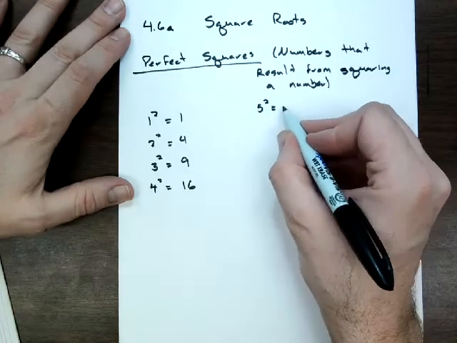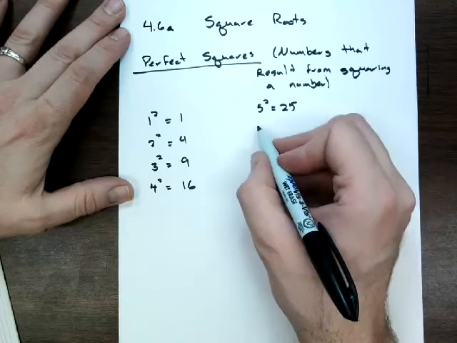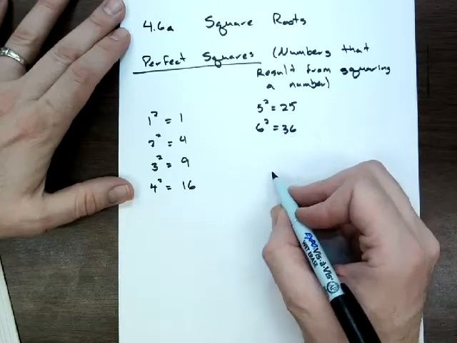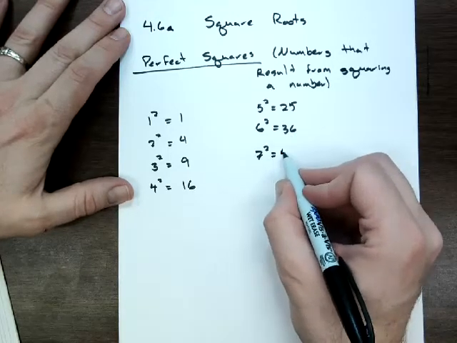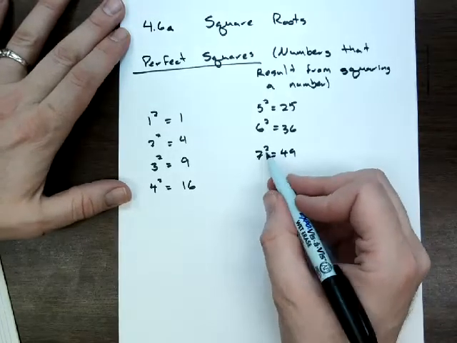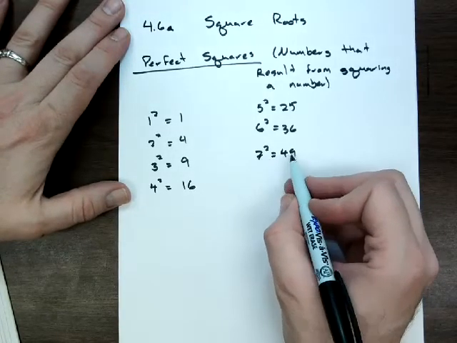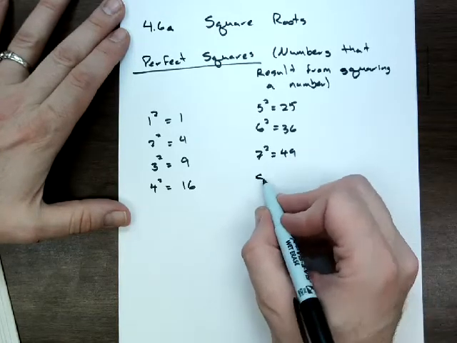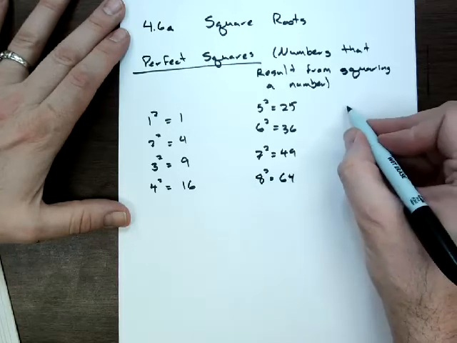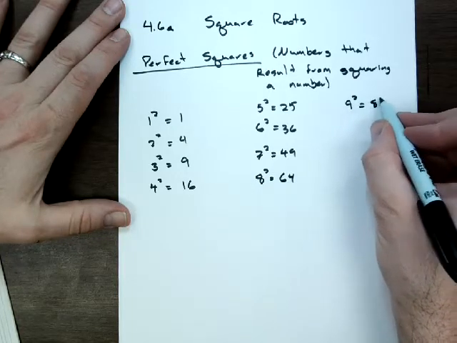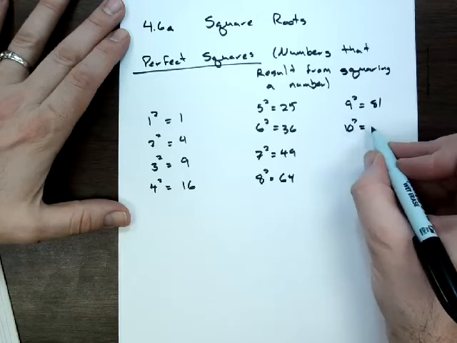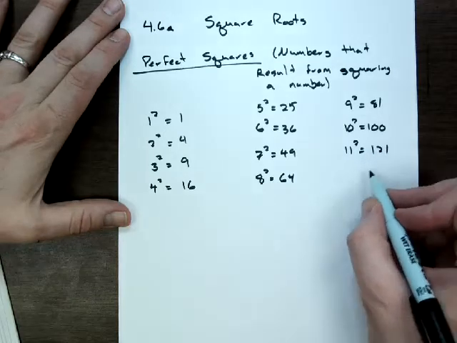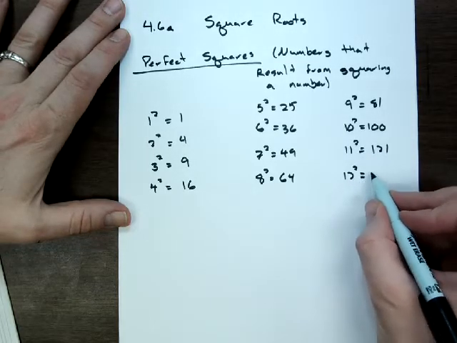5 squared is 25. 6 squared is 36. 7 squared is 49. And notice that all we're doing when we're squaring a number is taking the number times itself, which is equal to what we call the square, or the perfect square. 8 squared is 64. 9 squared is 81. 10 squared is 100. 11 squared is 121. 12 squared is 144.